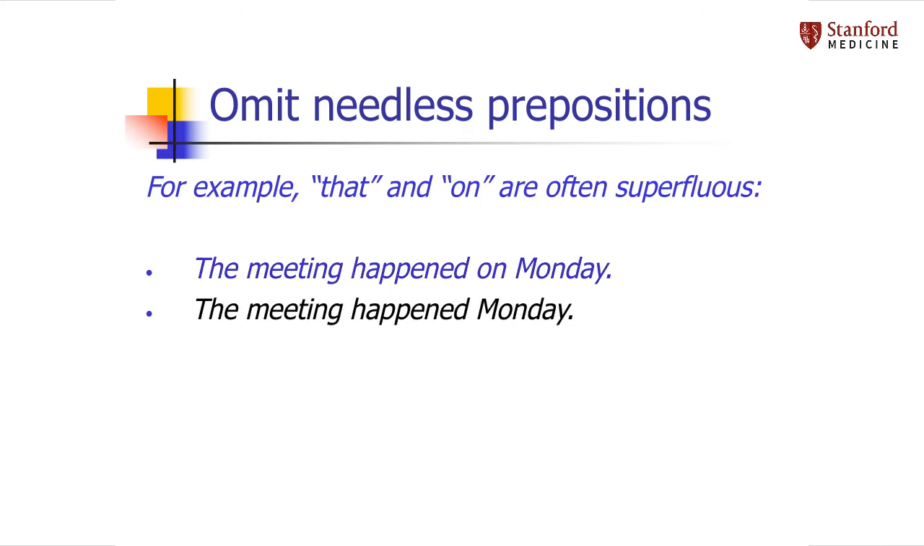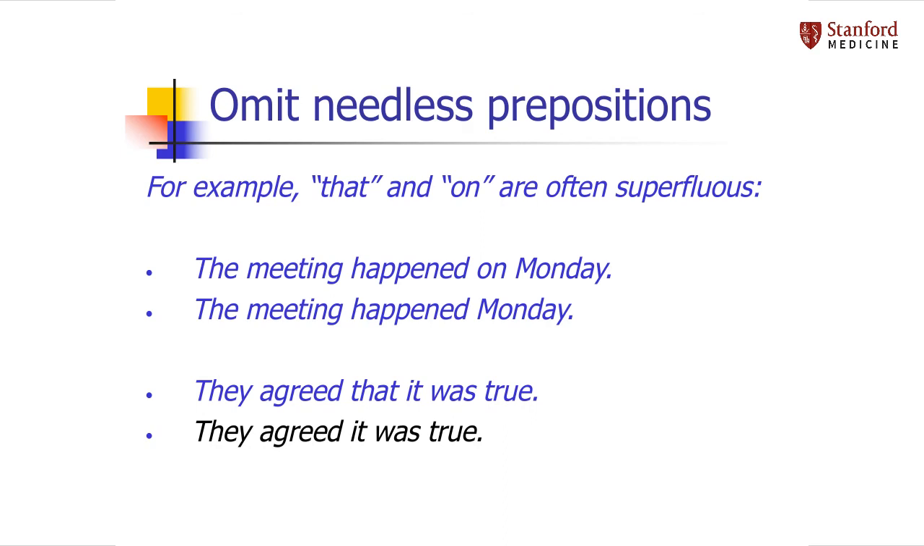You don't lose anything. Or, they agreed that it was true. Just say, they agreed it was true. You don't need the that. So you can often get rid of extraneous prepositions. You might think you need them, but if you take them out, you realize that you actually don't.